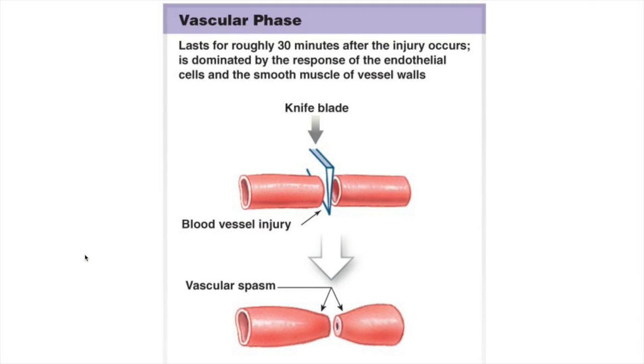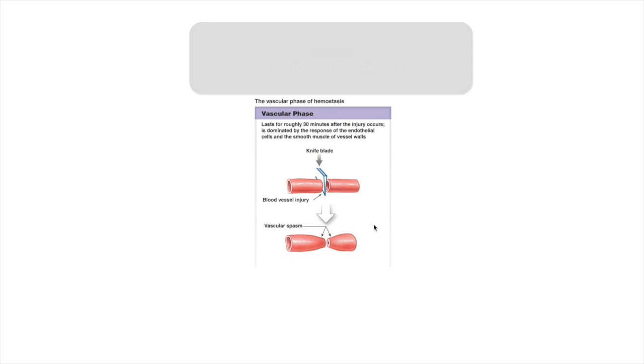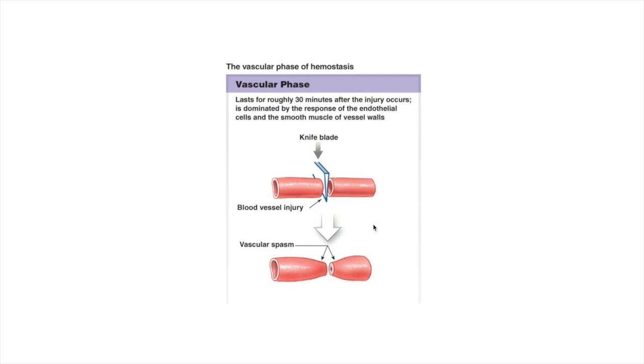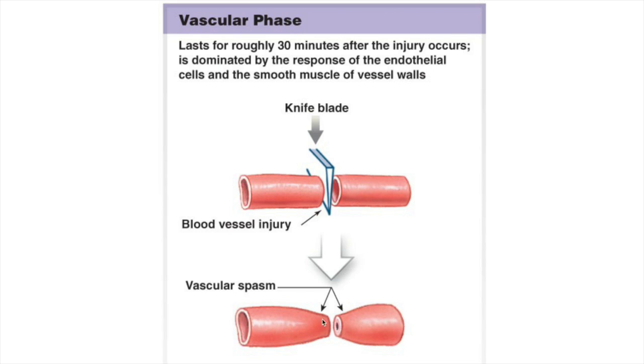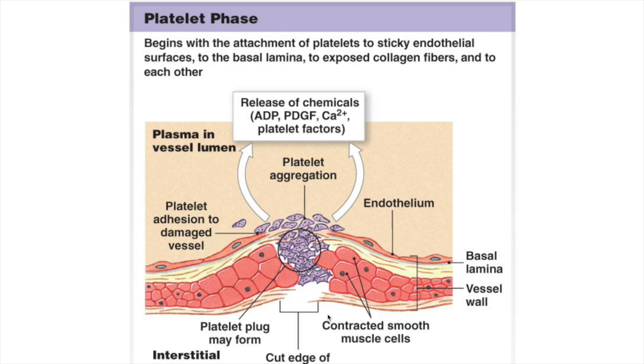Alright, next thing we need to talk about is hemostasis, or the stoppage of bleeding. So there are a couple different phases. First we have what's called the vascular phase, or the vascular spasm. When you injure a blood vessel, it constricts in response to that. That's the vascular spasm, and that way less blood is lost. Then we have the platelet phase, where the platelets stick to the damaged tissue. And the platelets form a plug, a platelet plug.